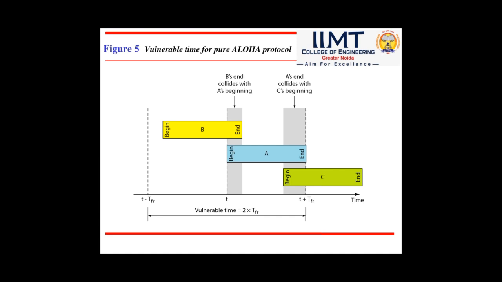In this diagram, t is present in the center, t minus tfr is present on the left side, and in the same amount t plus tfr is present on the right. So here the vulnerable time becomes 2 into tfr. TFR is added 2 times: the difference between t and t minus tfr is tfr, and again the difference between t plus tfr and t is again tfr, so the total vulnerable time becomes 2 into tfr.